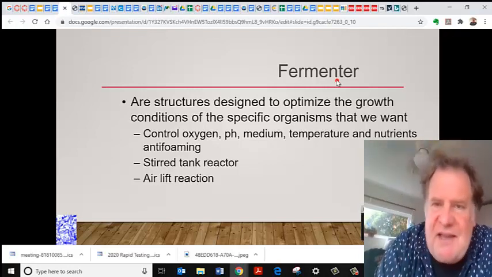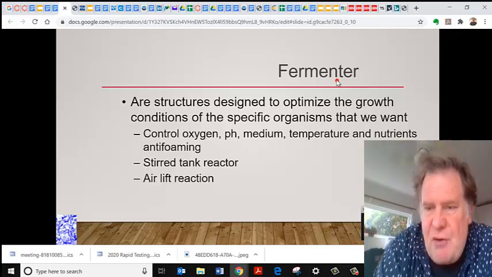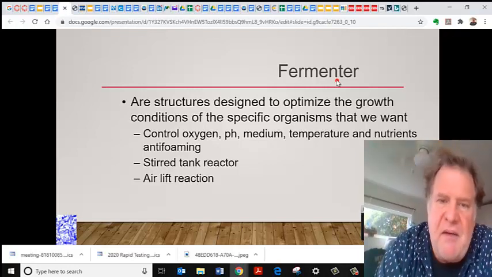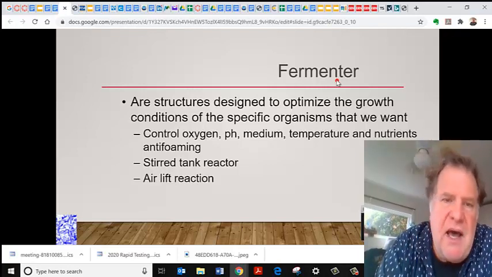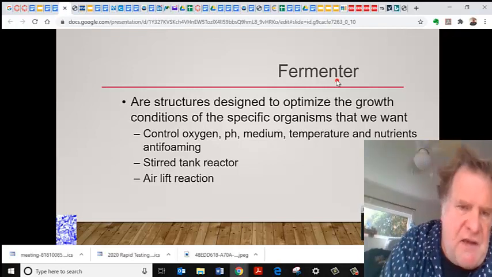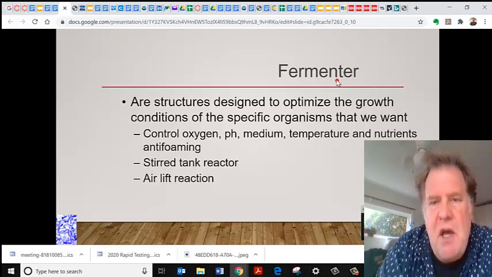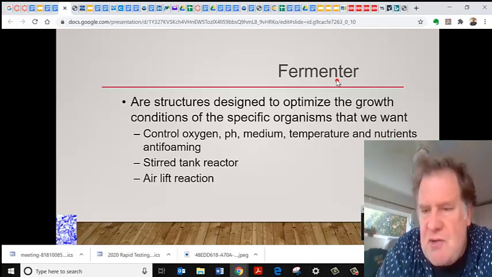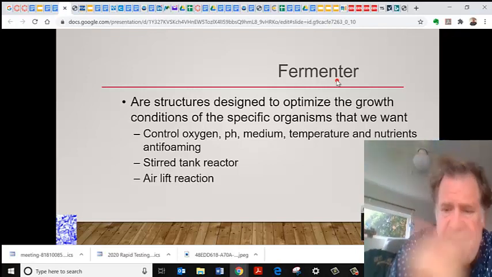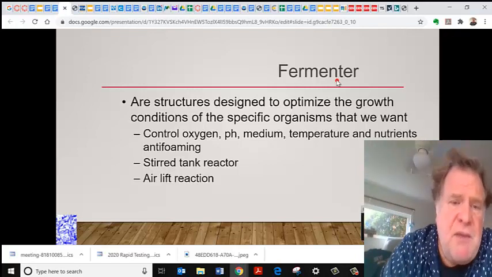In the old days, a fermenter would be just a big tank where you threw in a bunch of sugar and some yeast, and you got some alcohol out of it. But nowadays, fermenters have very controlled environments where we control the oxygen, the pH, the medium, the temperature, and the nutrients. Foaming can happen in these when you have production of proteins. You have some foams being made.